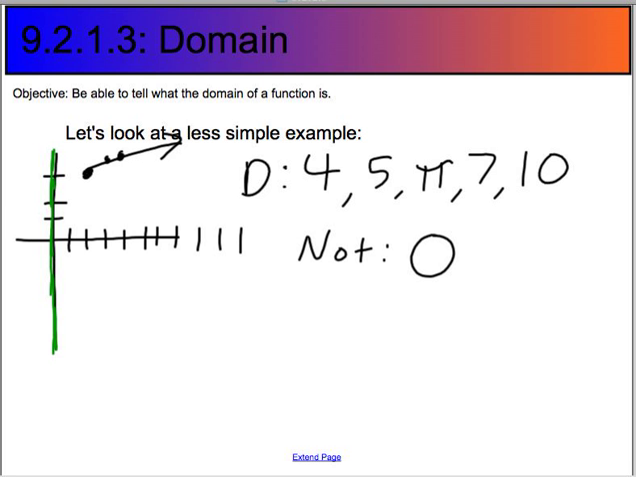So 0 doesn't work. What else doesn't work? Even 1 or -5. And those are all things that there's nothing written on that left side of the graph there. So I think I'm about ready to say what my domain is.